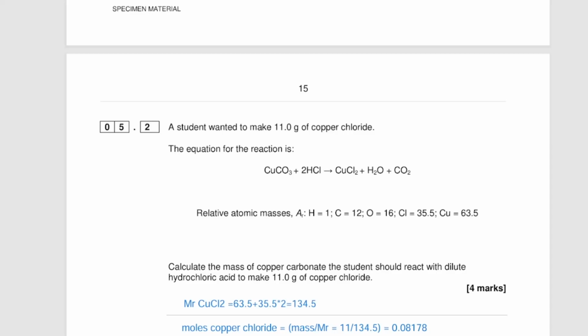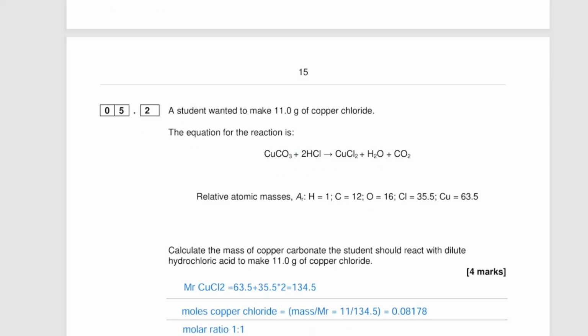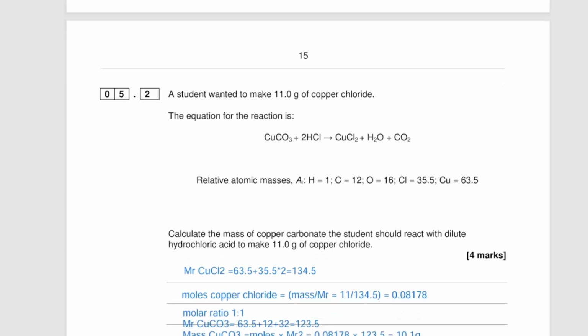And then the moles of copper chloride is the mass divided by the molecular mass, which is 11 divided by 134.5, and then you get 0.08178. And because the molar ratio of copper chloride to copper carbonate is 1:1, you also need the same amount of moles of copper carbonate. And you work out the molecular mass of the copper carbonate and times the amount of moles by the molecular mass. So you times 0.8178 by 123.5 to get 10.1 grams.